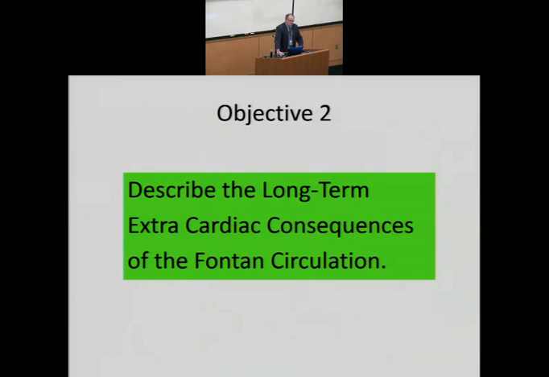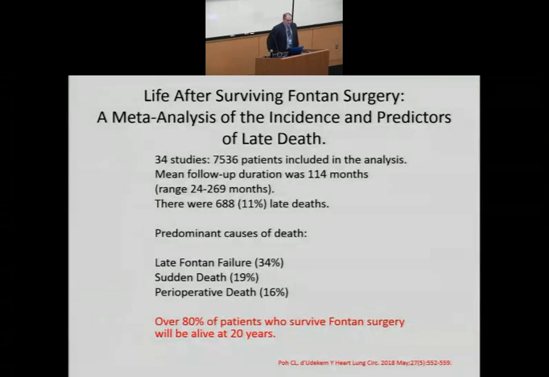So now we're going to describe the long-term extracardiac consequences of the Fontan. Slowly over time, a perfect operation starts to beget complications. And this is a meta-analysis which came out earlier this year. They looked at 34 studies, 7,000 patients, mean follow-up duration 114 months with ranges. And really what happens over time is this Fontan circulation starts to fail in 34% of them, sudden death in 19%, and this is the bad one, and this is where it's important for us. 16% of those deaths are a perioperative death, either coming for cardiac surgery or non-cardiac surgery.